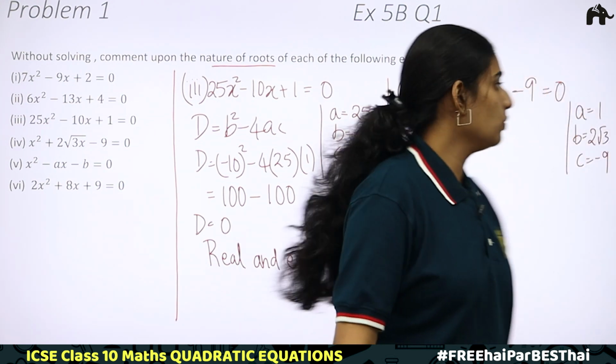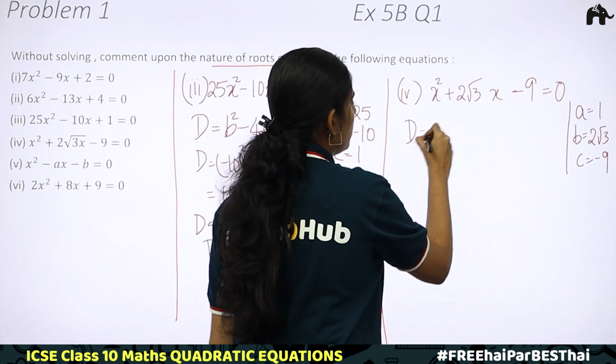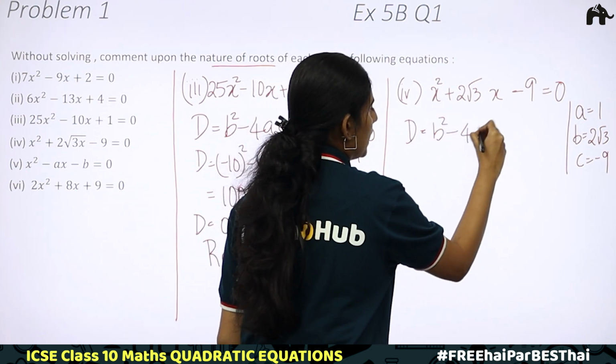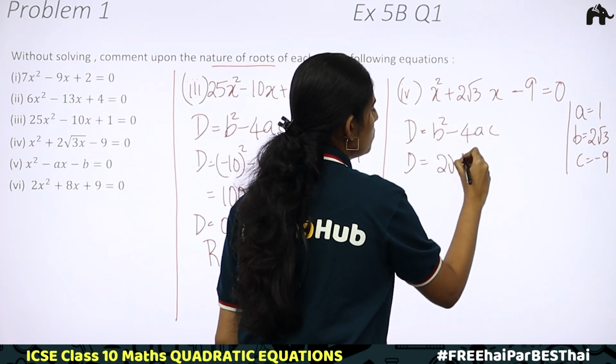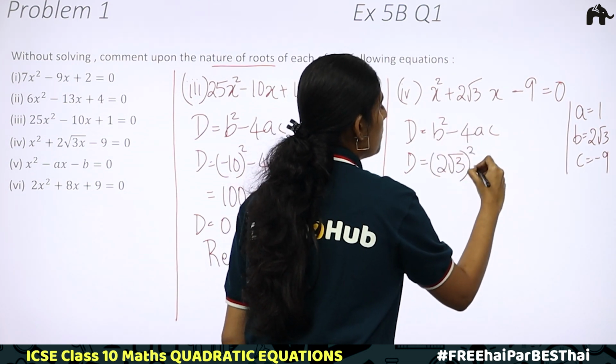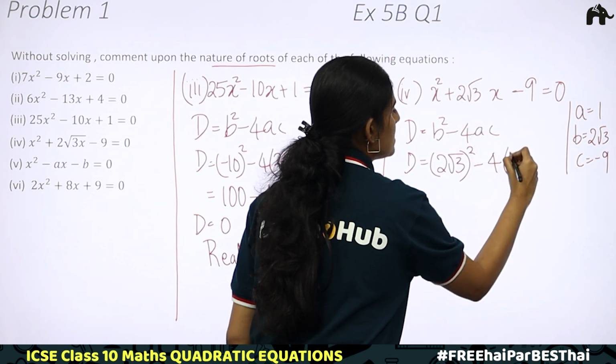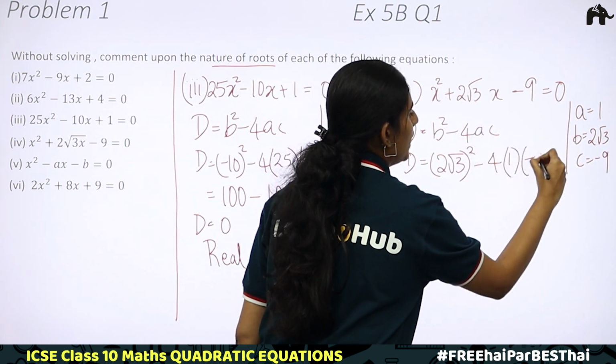Now substitute in the equation for discriminant. D is equal to b square minus 4ac. D is equal to b square, that is (2 root 3) whole square, minus 4 into a is equal to 1 and c is equal to minus 9.